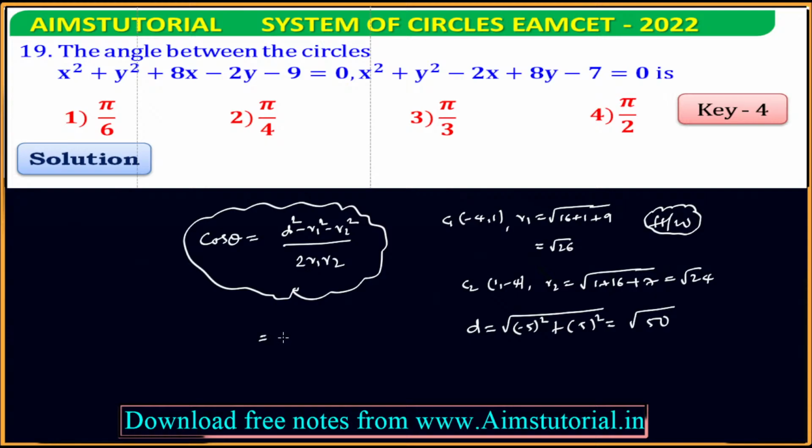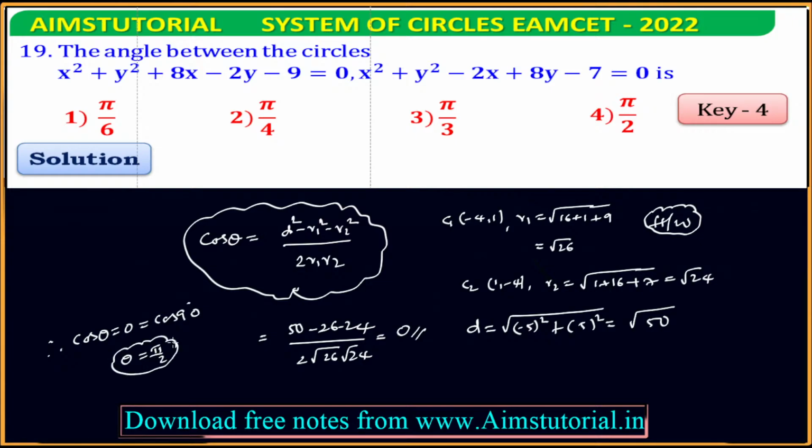If you substitute d, r1, r2 in the cos theta formula, d square, root and square cancel, 50 minus 26 minus 24 divided by 2 times root of 26 into 24. 50 minus 50 is 0, and 0 divided by any number is 0. Therefore, cos theta equals 0, which means theta equals 90 degrees. 90 degrees means pi by 2. So the fourth option.